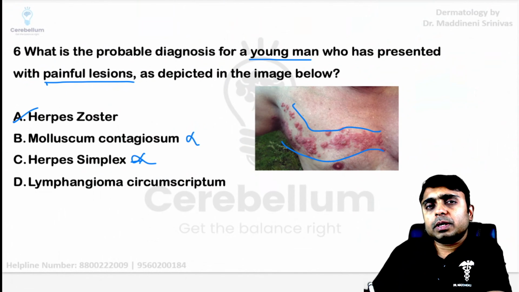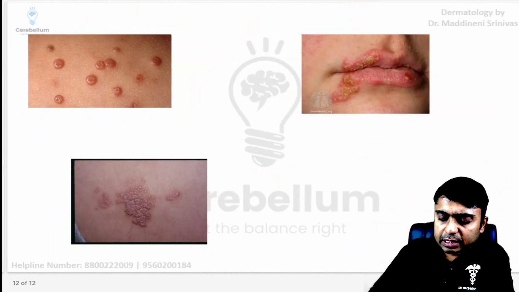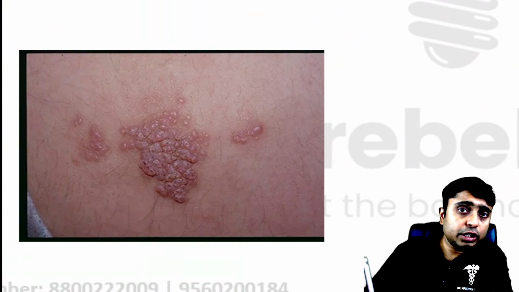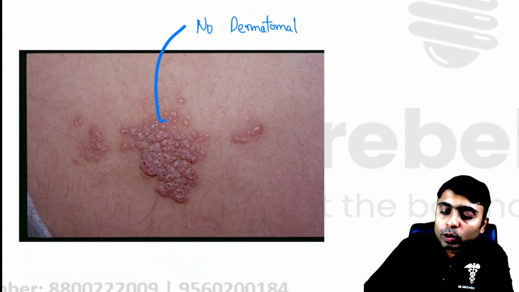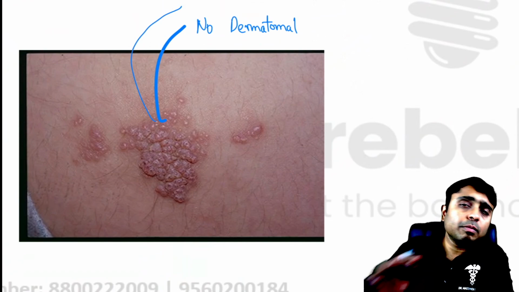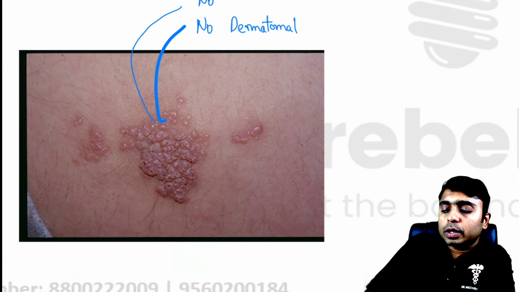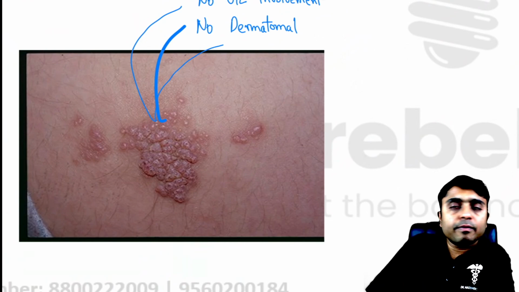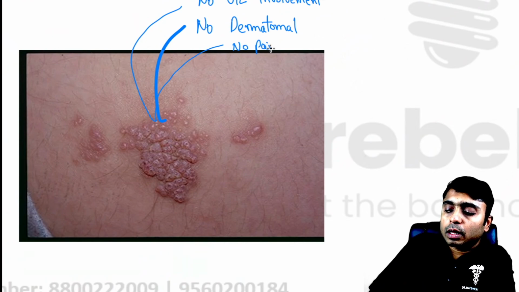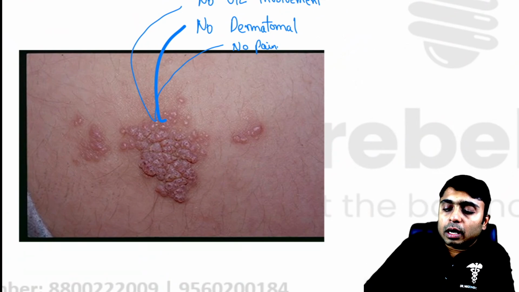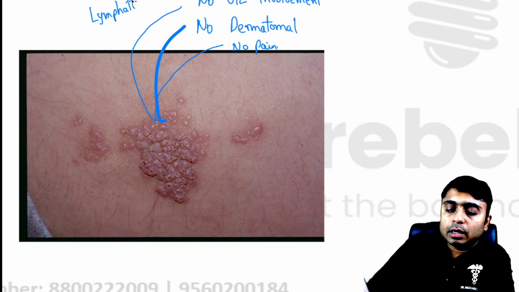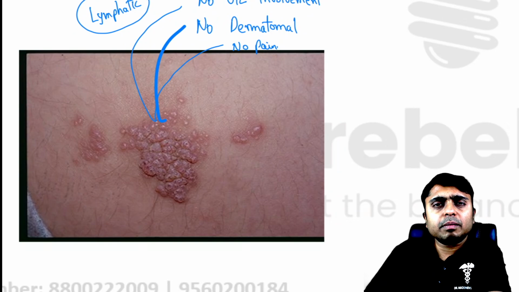So lymphangioma circumscriptum, how does it present? This is going to present with grouped fluid-filled lesions, but remember here there is no dermatomal arrangement. Also, lymphangioma circumscriptum can affect both sides, right and left, so no unilateral involvement. And also pain is not a very common symptom, no pain. With the help of this, you can differentiate lymphangioma circumscriptum, which is basically a lymphatic malformation. This is the point which you need to remember.